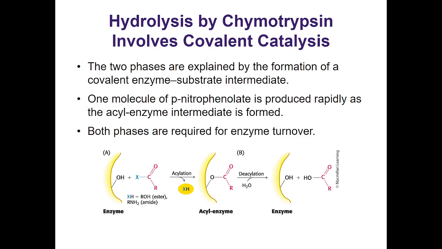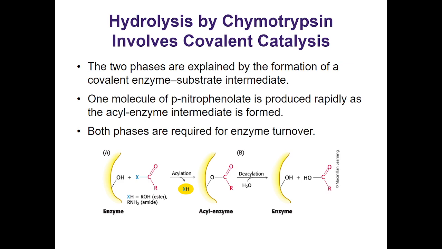Okay, so the two phases, we were talking about the hydrolysis, the chymotrypsin. This is going to involve the covalent catalysis. Remember, that's where we covalently attach to our substrate first. The two phases are actually going to be explained by the formation of your covalent enzyme substrate intermediate. Remember that intermediate is actually going to involve that binding, and that will be a reaction in and of itself, right? And then we'll have the next reaction, which will be product formation, okay?